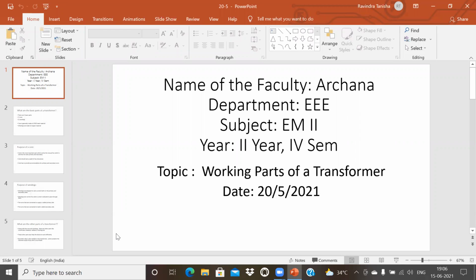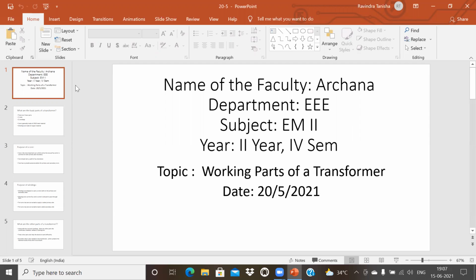Hello everyone, we'll be seeing the next lecture and today's topic is working parts, the major parts of a transformer. As we have already seen, a transformer is a static device which works on the principle of mutual induction. Now let's go into the details of the major parts of a transformer. What are the major parts that make this transformer a unique machinery?